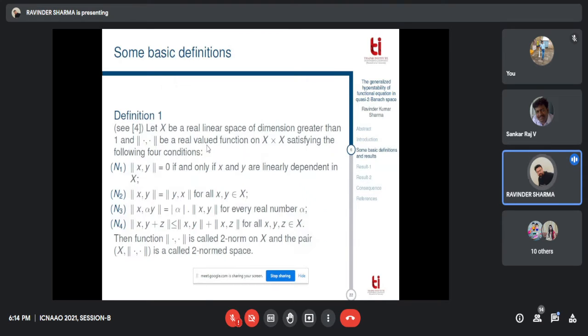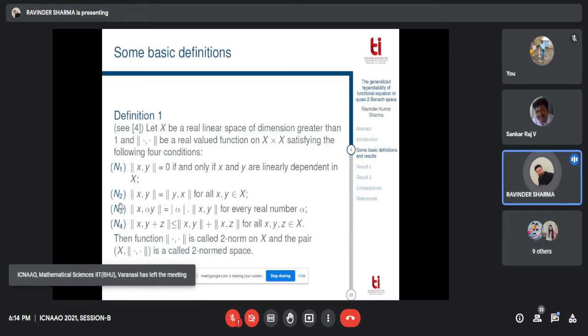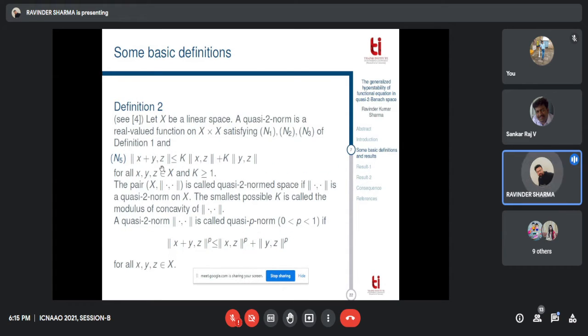Okay, now some basic definitions. Let X be a real linear space of dimension greater than 1 and let this function be a real valued function on X cross X satisfying the conditions N1, N2, N3, N4. Then this function is called a two-norm, and the pair is called a two-normed space. And a quasi-two-norm is a real valued function if it satisfies conditions N1, N2, N3 and N5.